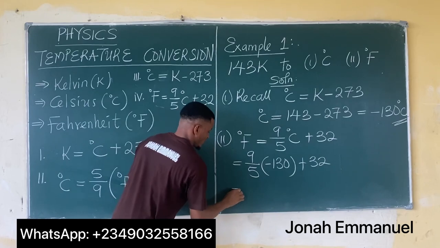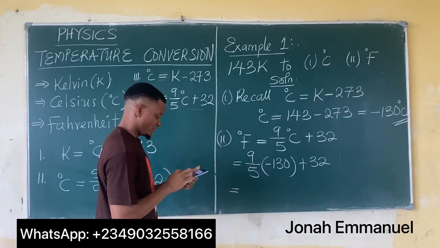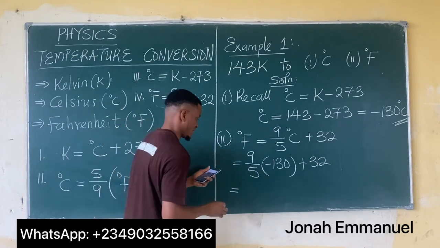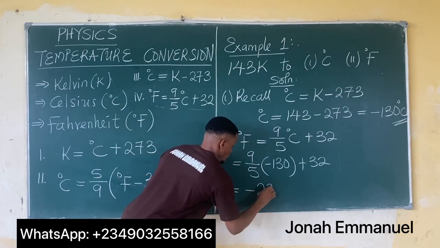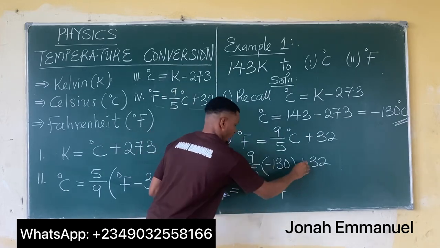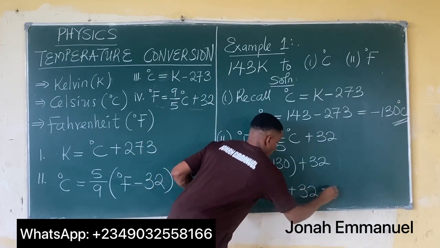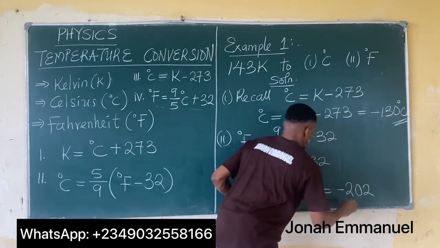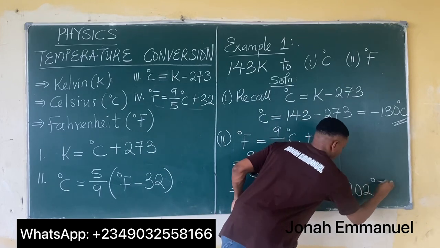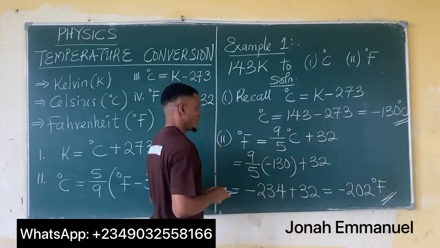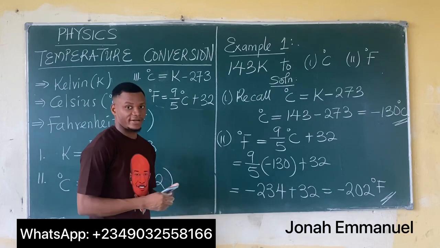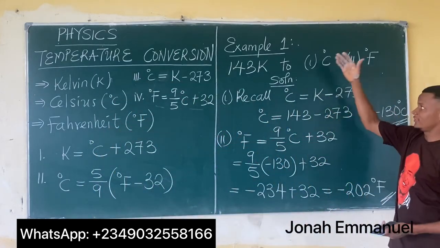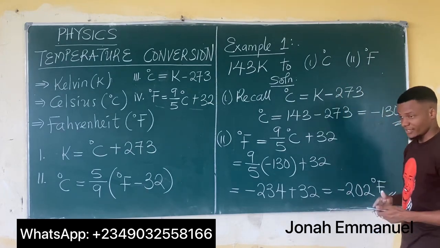If I work out this math, 9 over 5 times minus 130 gives you minus 234, then plus 32. That will equal minus 202 degrees Fahrenheit. So my answer becomes minus 202 degrees Fahrenheit. So this is how we do conversion involving Kelvin, degrees Celsius, and degrees Fahrenheit.